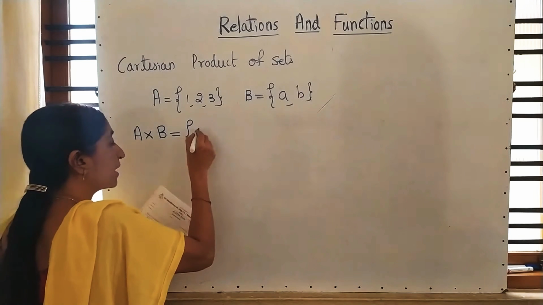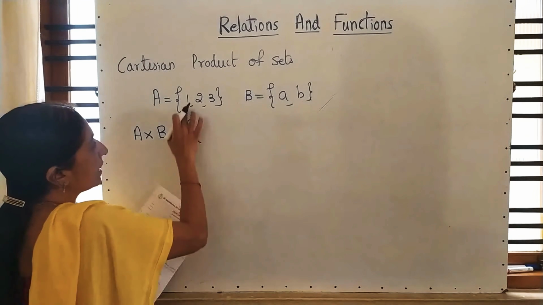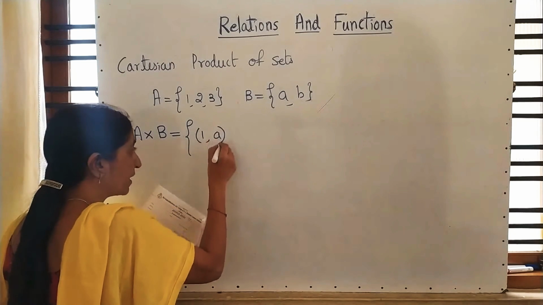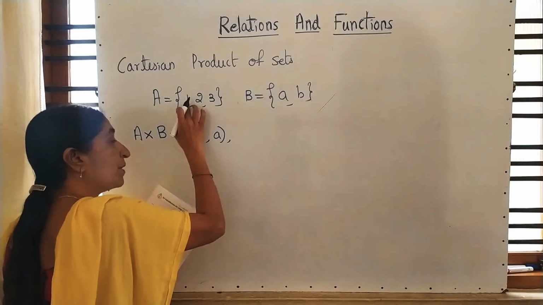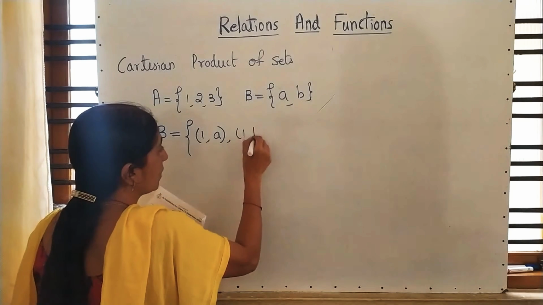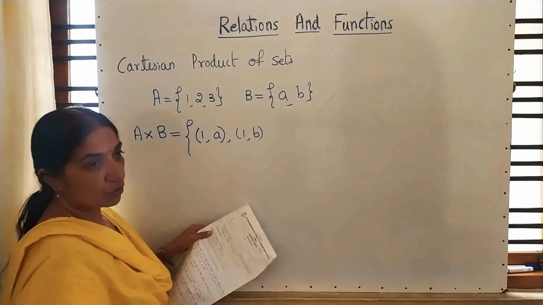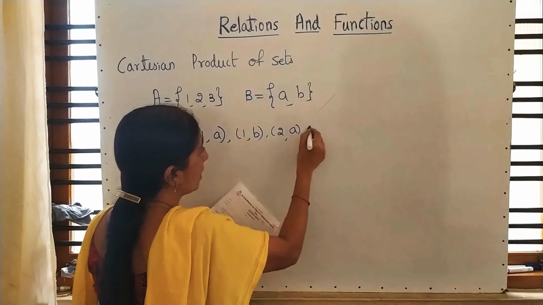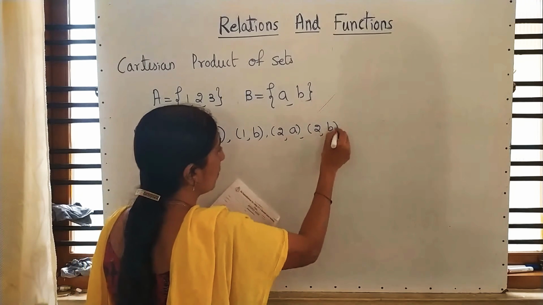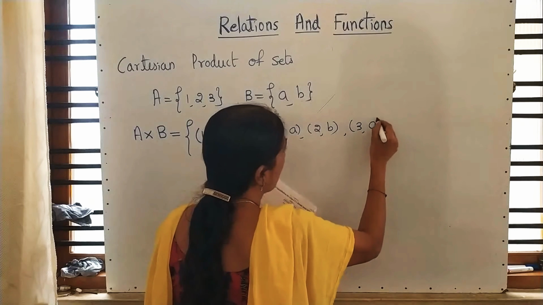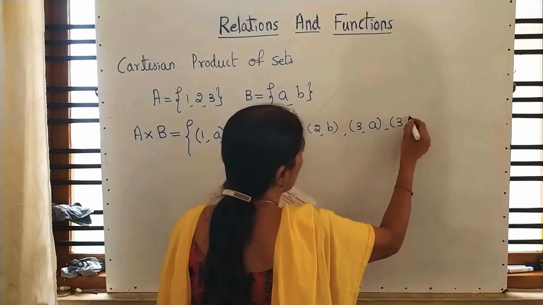write it in the form of ordered pairs. Take the first element here, 1, and the first element of the second set, and complete that ordered pair, comma. Same again with the first element only, move through all the elements of the second set: (1, a), (1, b). Understood? Now go for the second element: (2, a), (2, b). Then (3, a), (3, b).